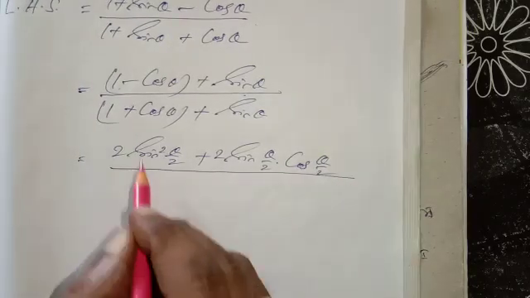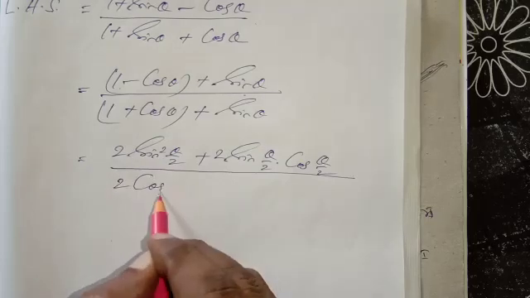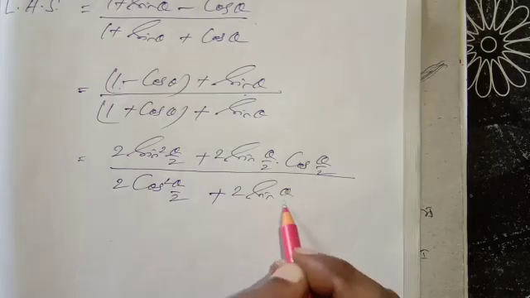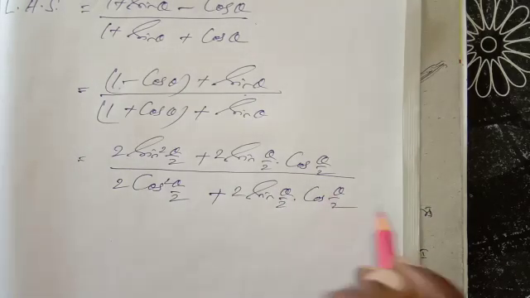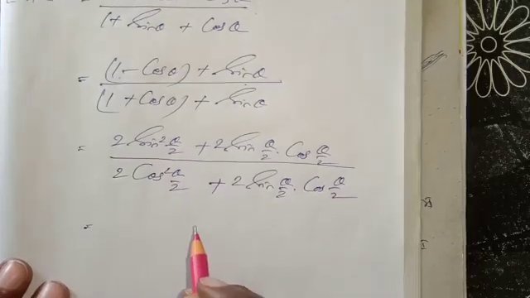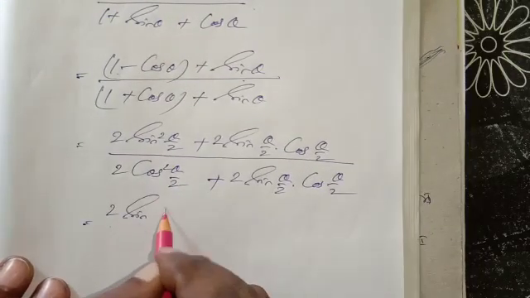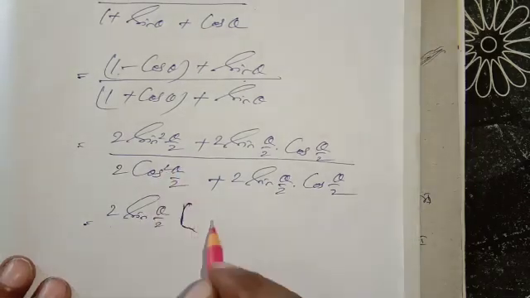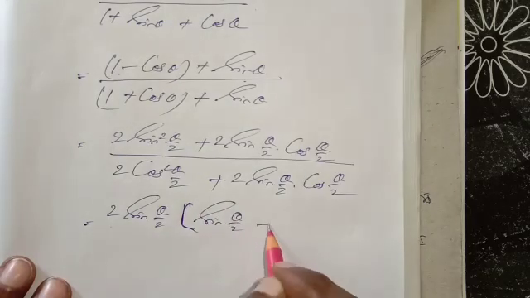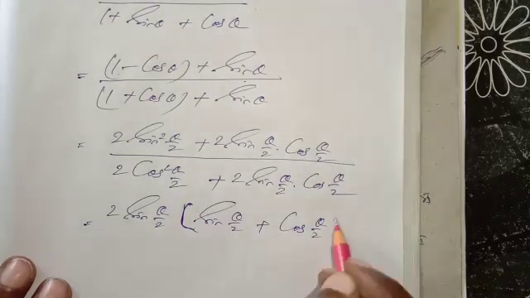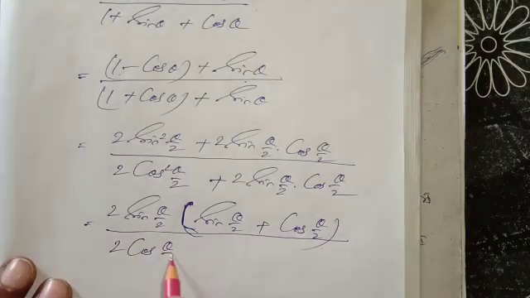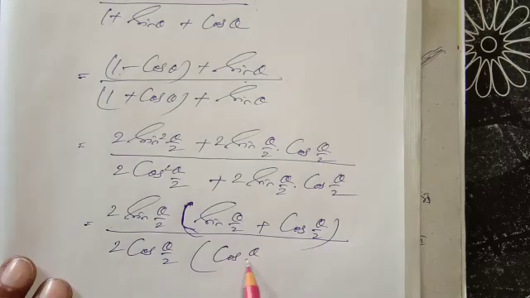And the denominator 1 plus cos theta will be 2 cos square theta by 2. Same process, sin theta means 2 sin theta by 2 into cos theta by 2. In the numerator, how much can you take common? 2 sin theta by 2 you can take common. What is left here? Sin theta by 2 is left, and here 1 cos theta by 2 is left. Okay. After that, in the denominator you can take 2 cos theta by 2 common. What is left? Cos theta by 2 plus sin theta by 2.